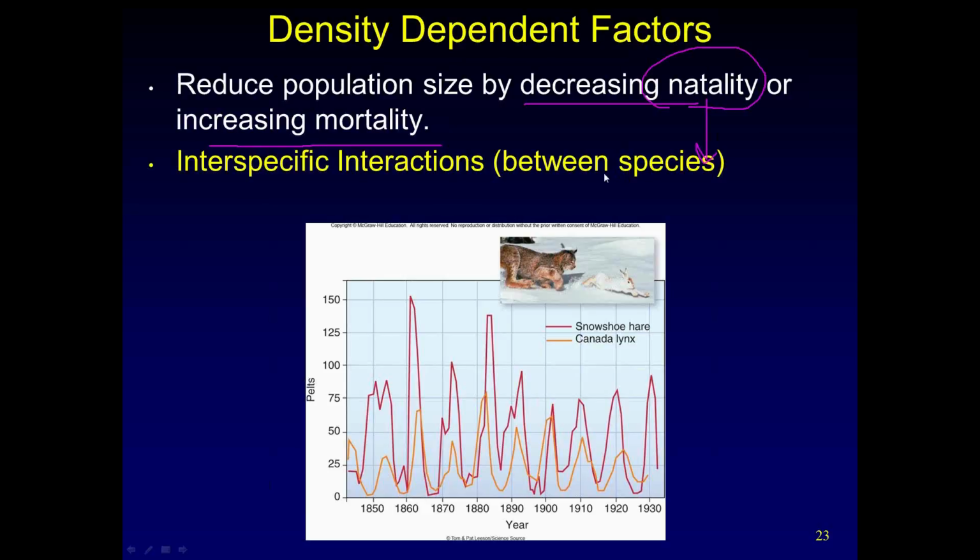All right, so we have interspecific interactions between species. Again, great example is predation. Intraspecific interactions will be between members of the same species. Again, predator-prey oscillations is what we call that.